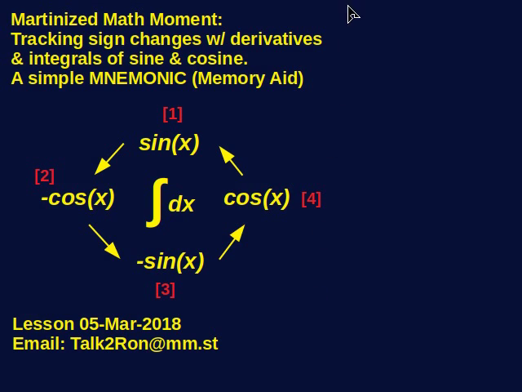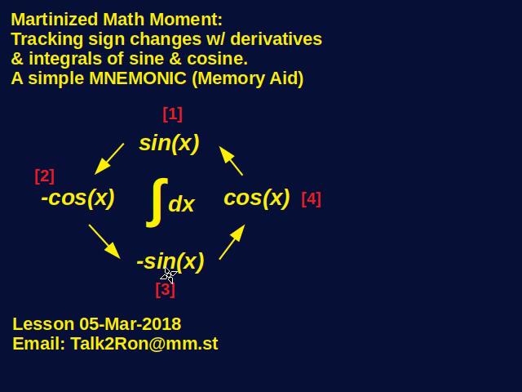Okay, well now this time we examine a mnemonic, a memory aid, for doing the integral of the trig functions sine and cosine. We begin at position 1. The integral of sine x dx results in minus cosine x at position 2.